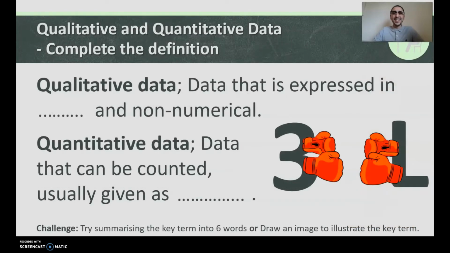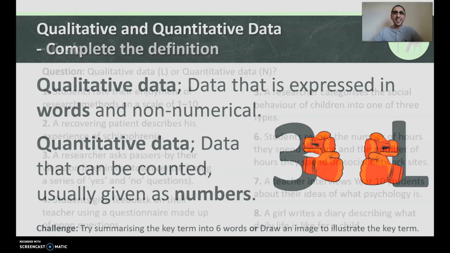Okay, let's get the definitions down, shall we? Qualitative and quantitative data. Still got Willie on the mind. Qualitative data is data that is expressed in words and non-numerical. Data that is expressed in words, exactly, and non-numerical. Quantitative data is data that can be counted, and usually given as numbers. Exactly, numbers, well done.